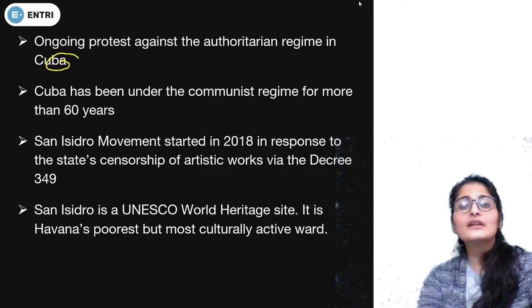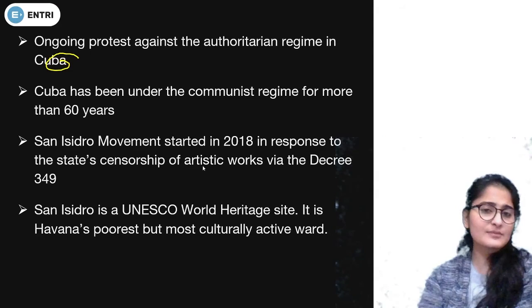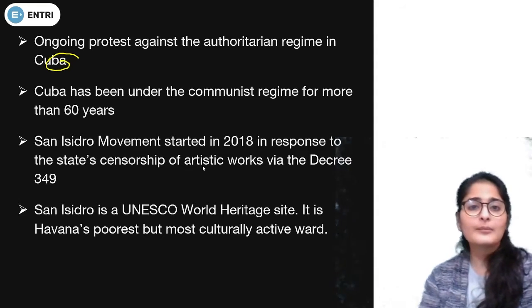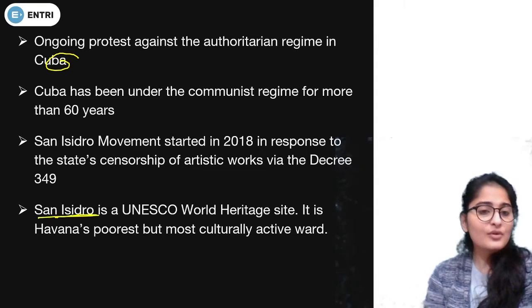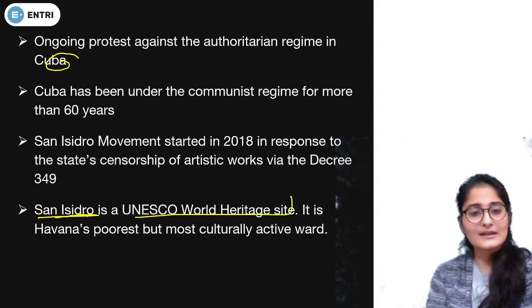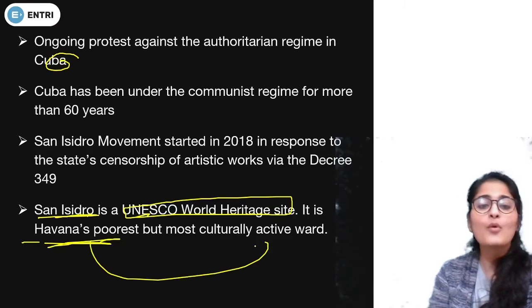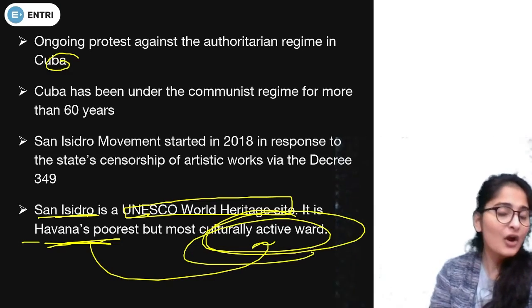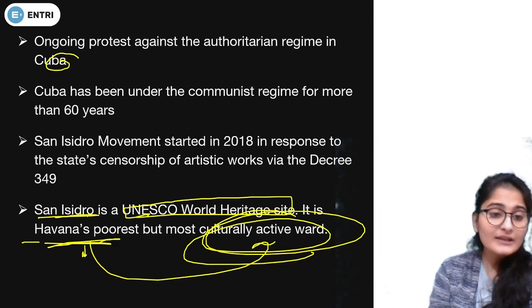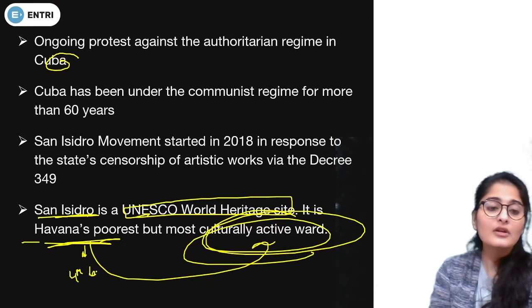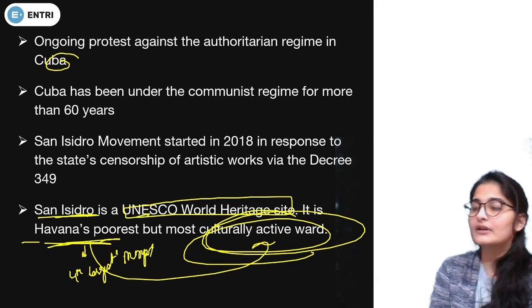Then we have the San Isidro movement that is going on in Cuba. This is basically a protest which is going on in Cuba. Now, why are they carrying out this protest? San Isidro is a UNESCO World Heritage Site, right? And it is Havana's poorest but most culturally active area.